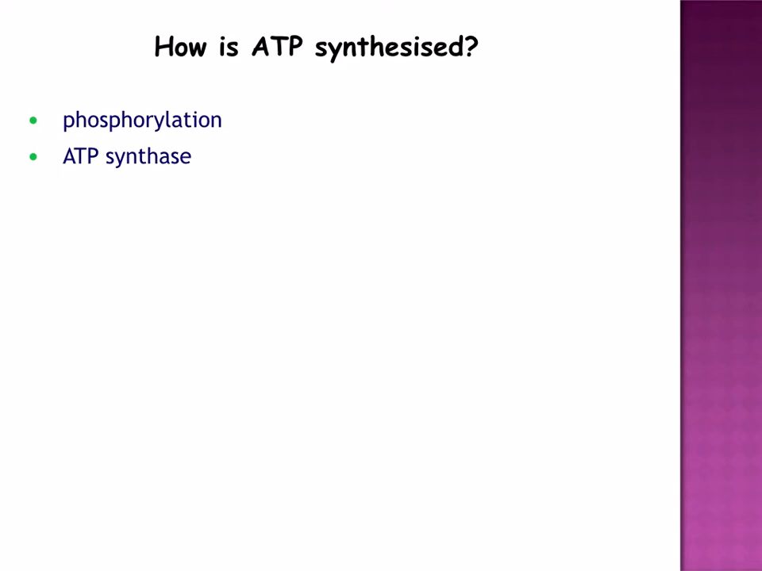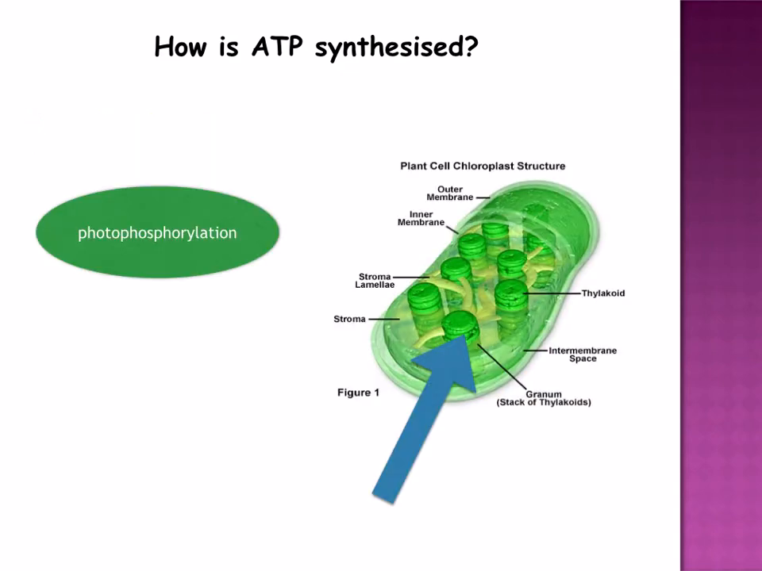So ATP synthesis can happen in three ways. You've got photophosphorylation, which takes place in the granum of the chloroplast during photosynthesis. So notice on this diagram where the granum is.